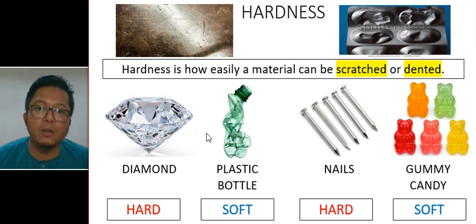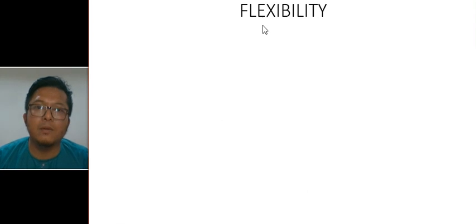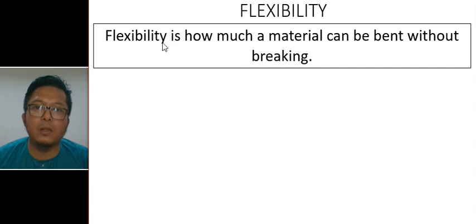Now this is hard, this is soft now. Boleh kemek, picak. Nails is hard and gummy candy is soft. Next property of material is flexibility. Flexibility is how much a material can be bent. Bent means bengkok without breaking.